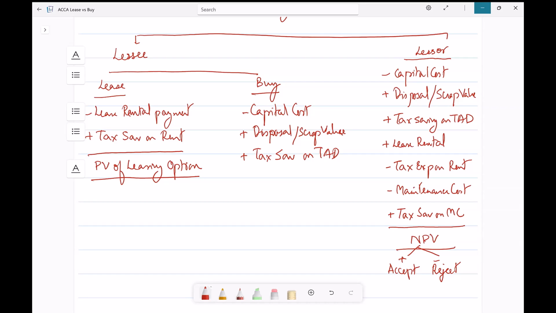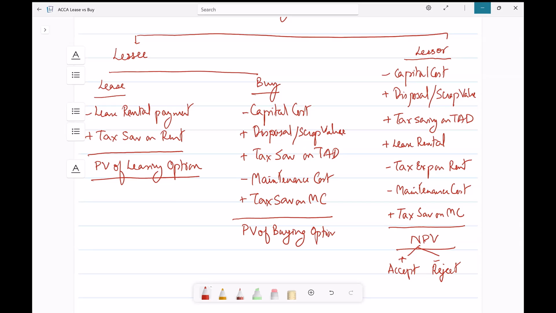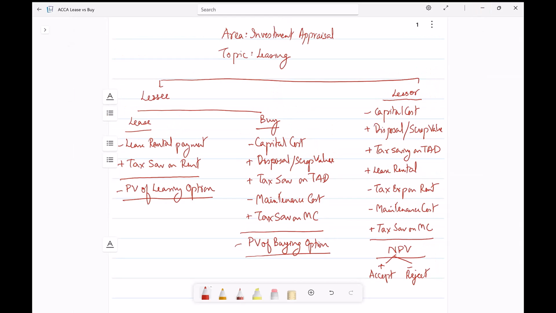The asset belongs to us, and hence we'll have to pay the maintenance cost of it. And on that maintenance cost, we'll have tax savings on maintenance cost. All these cash flows taken at their respective years, we'll find out the present value, and this present value is called the present value of the buying option. Now, how do we decide whether we should lease or buy the asset?